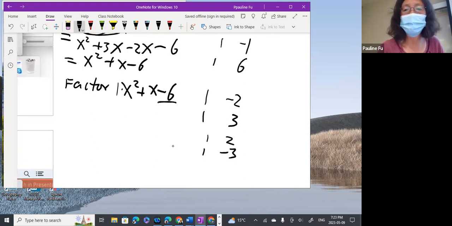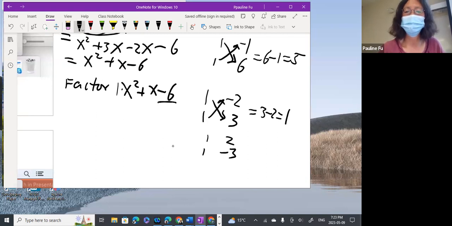But when you do cross multiplication, 1 times 6 and 1 times negative 1, you get 6 minus 1, 5. And this one, cross multiplication: 1 times 3 minus 2, you get 3 minus 2 equal to 1. And this one, if you do cross multiplication, 1 times negative 3 plus 1 times 2, you get negative 1.